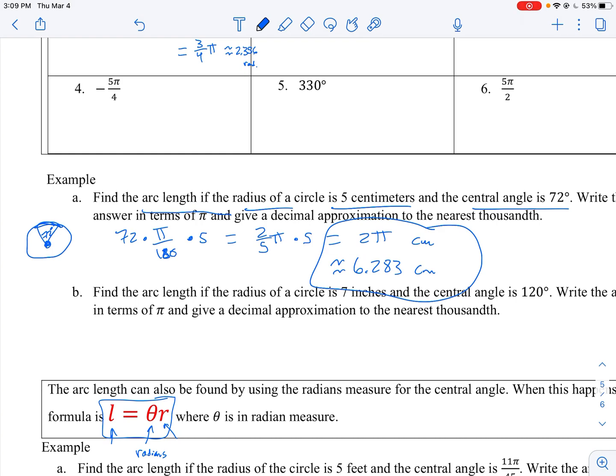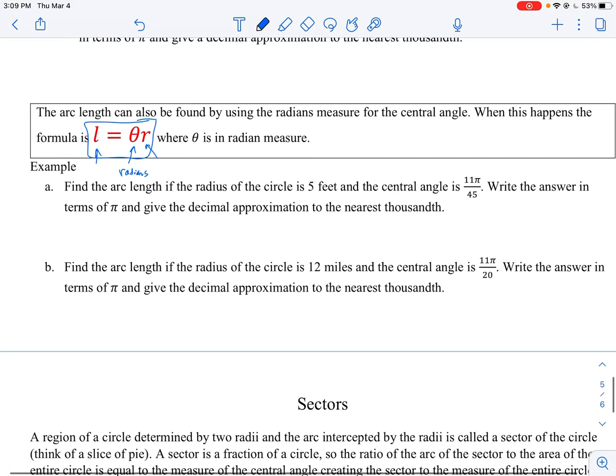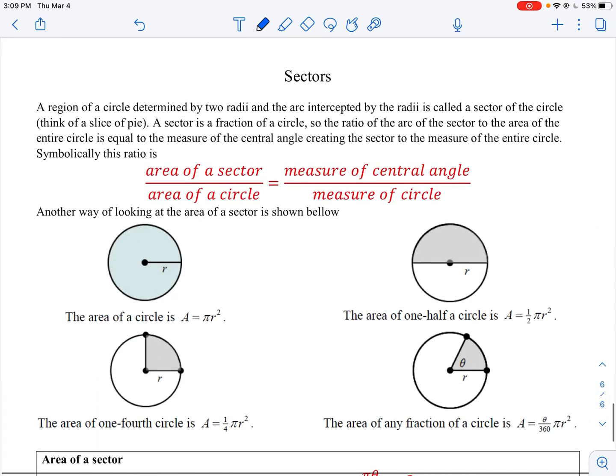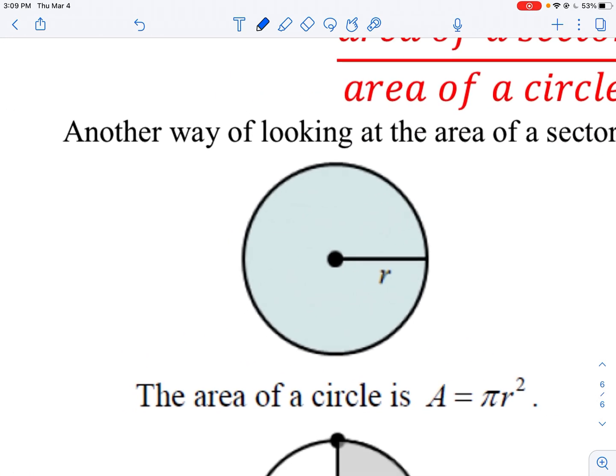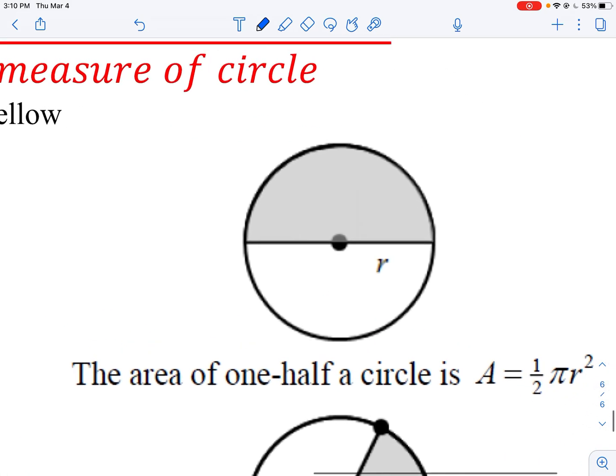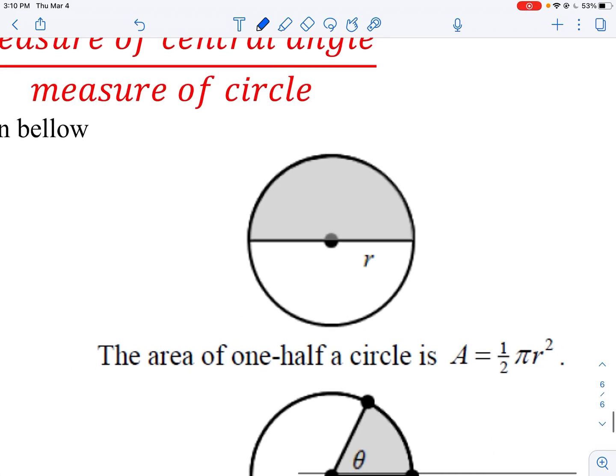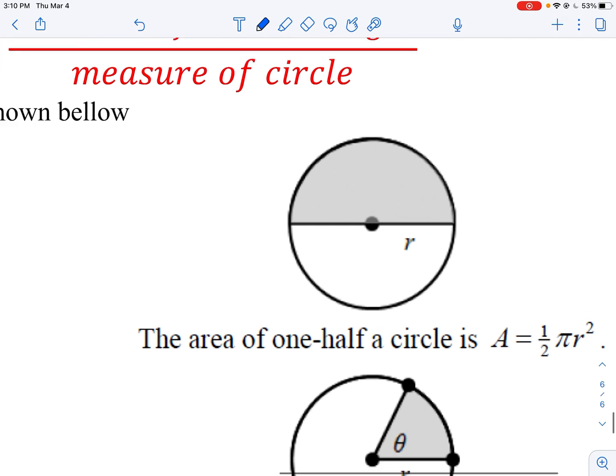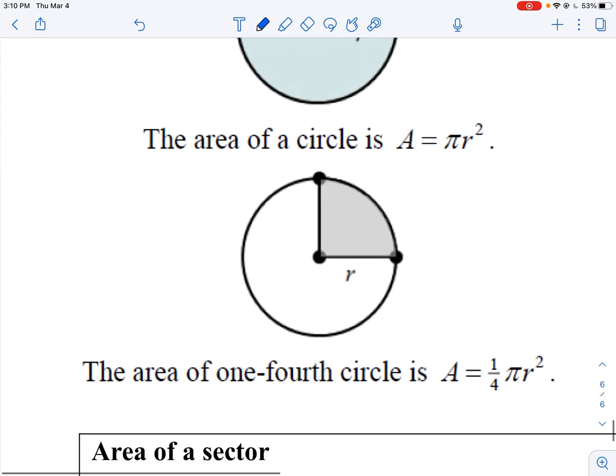The other thing you need to be able to get is the area of a sector. A sector is a piece of the circle. If you remember, not too long ago, the area of a circle is pi r squared. If you want the whole area, you figure out the radius and do pi times r squared. If you wanted half of that, you just do pi r squared times half. And if you wanted a fourth of it, you do pi r squared times a fourth.